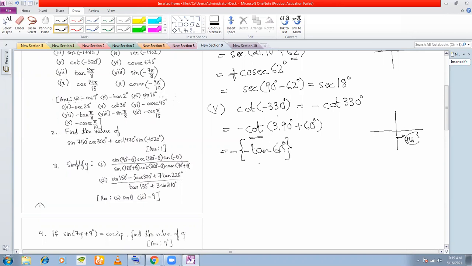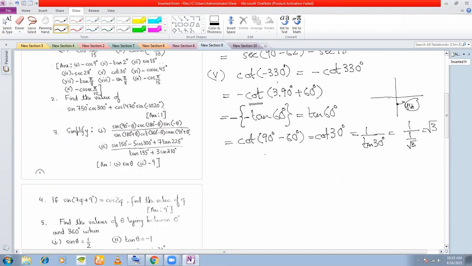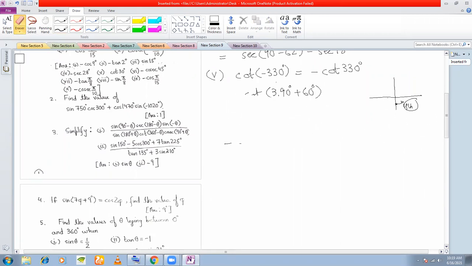Is it clear? This one? Yes, sir. So this is tan 60. And because your question was in terms of cot, we change this to cot. 90 degree minus 60 degree, which is cot 30. Sir, here can we put the value of cot 30? Yes, you can. 1 by tan 30. Tan 30 is 1 by root 3, so this is equal to root 3. This is a standard angle, you can put the value. Let us see the next one.